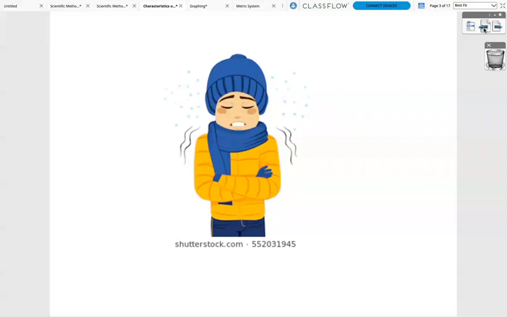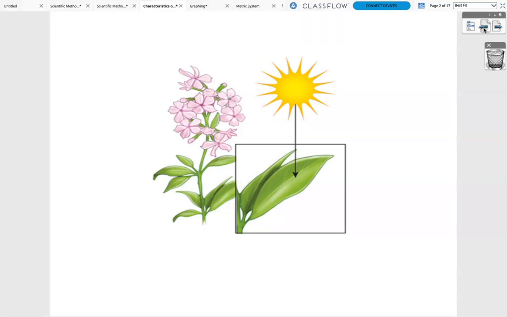This next picture, this person is shivering. He is cold. He is trying to warm up his body. So he is responding to a stimulus. The stimulus in this case is the cold. So his body is shivering. If you were to put your hand on a hot stove, you would respond to that stimulus right away and you would pull your hand back.